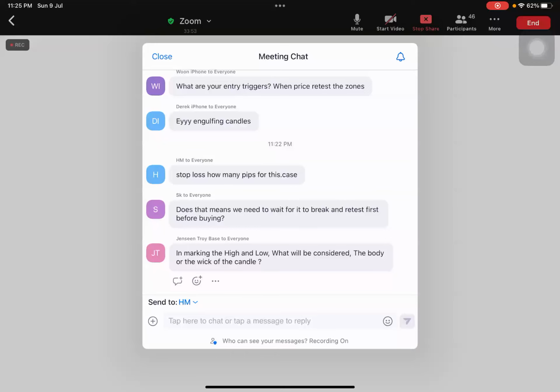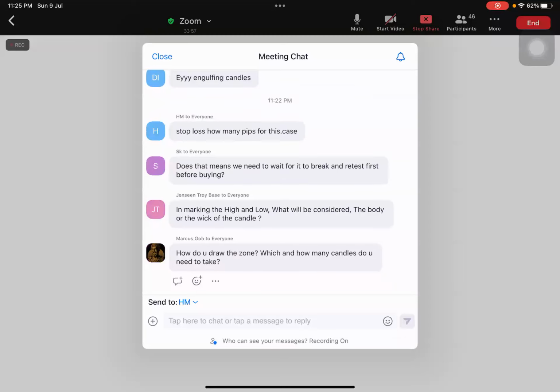In marking the high and low, what will be considered, the body or the wick? I will prefer it breaks the wick to confirm. And how many candles do you need to take? Only one.